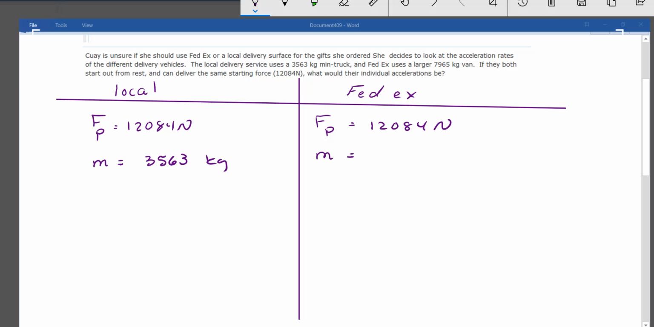Then I write down what their individual masses are. The mass of the local was 3563 kilograms. Mass of the FedEx was bigger, 7965 kilograms. And I'm hunting for the acceleration on both of them.